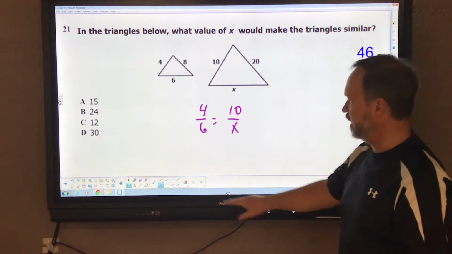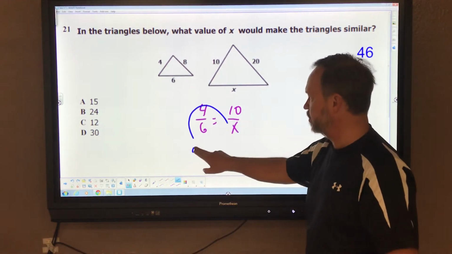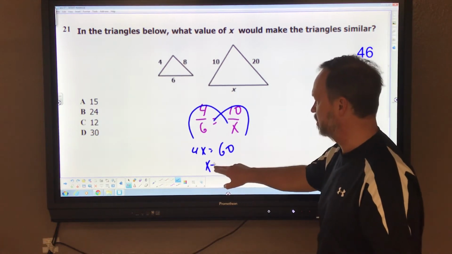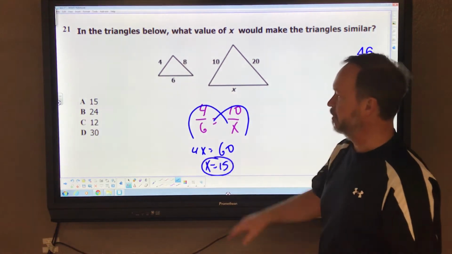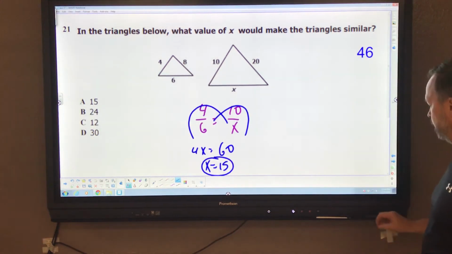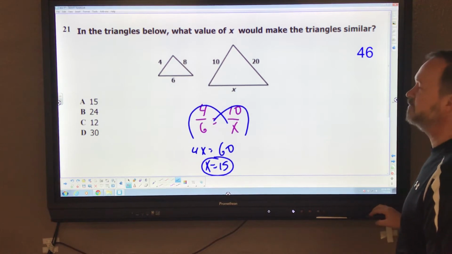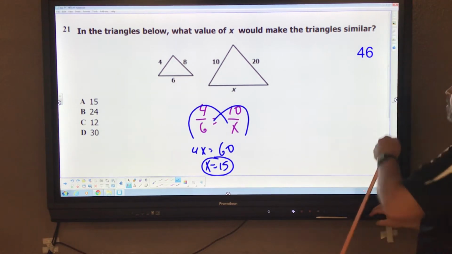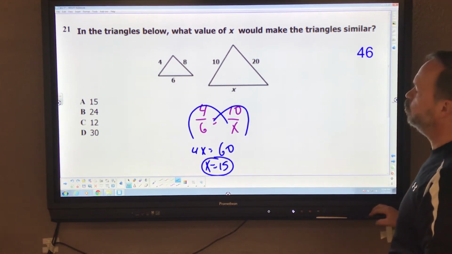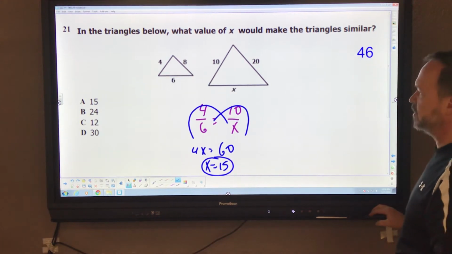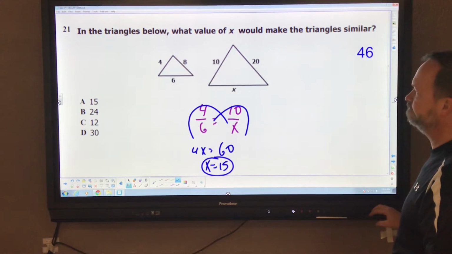So if that's the case, then 4X is equal to 60. So X is 15, making the answer A. Little math there, little piece of something to remember, so you can see why the previous class maybe didn't do great on this one, but that's not a horrible question.